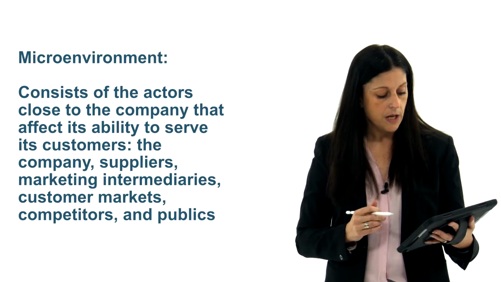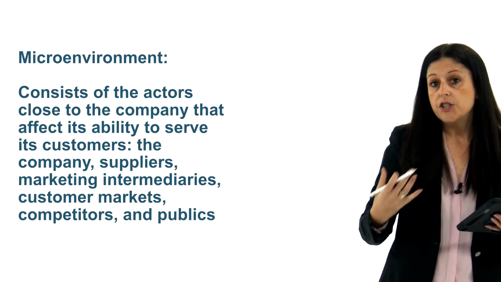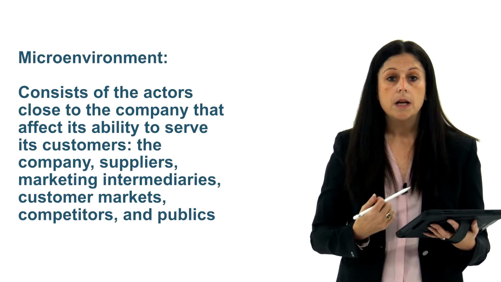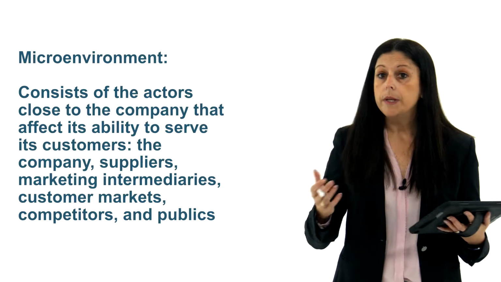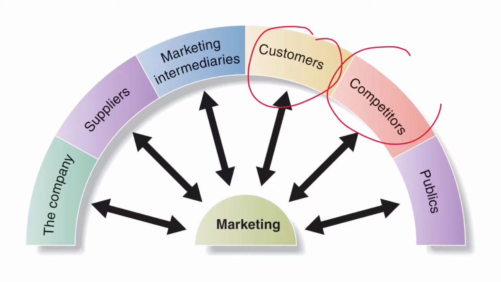So the microenvironment will be talking about those factors that are close to the company and can serve the customers. For example, suppliers, marketing intermediaries, customer markets, competitors, publics, and so forth. Here is just a nice diagram of all of these. For example, here we can see customers are one of the things we need to take into consideration. Obviously, we just talked about satisfying customer needs. We can also look at competitors. We just discussed those competitors and to see how they satisfy consumers' needs better or worse than us, and so forth.